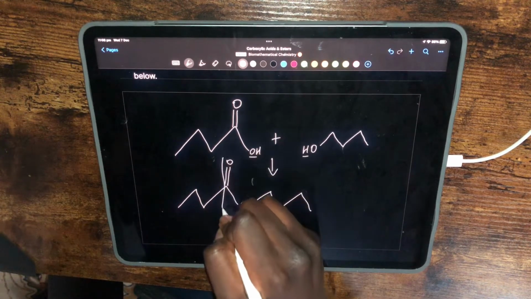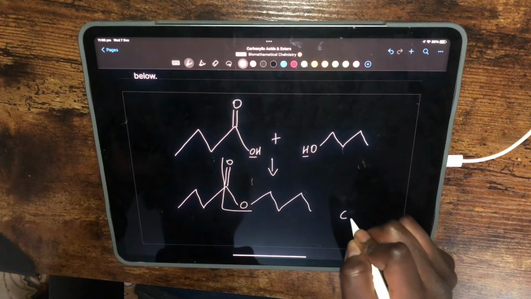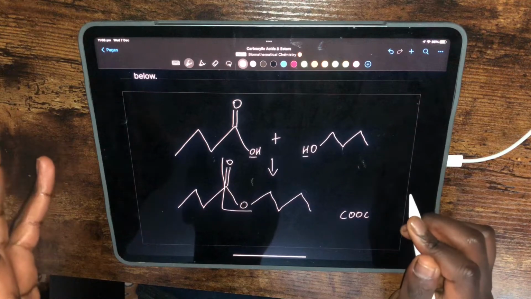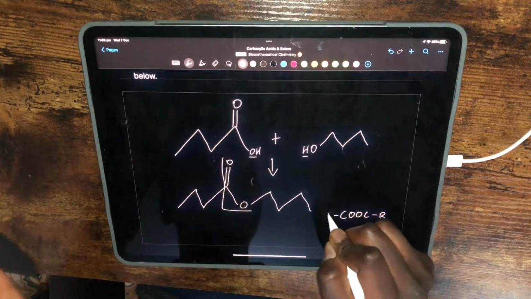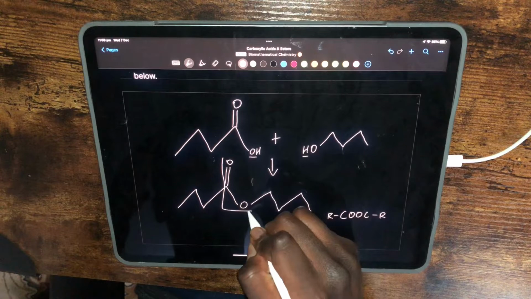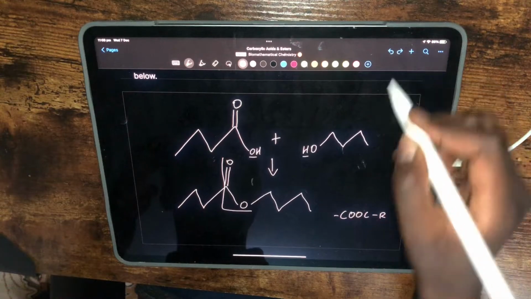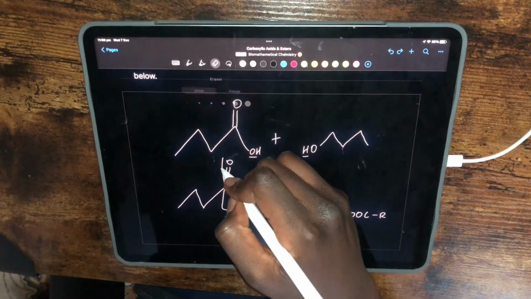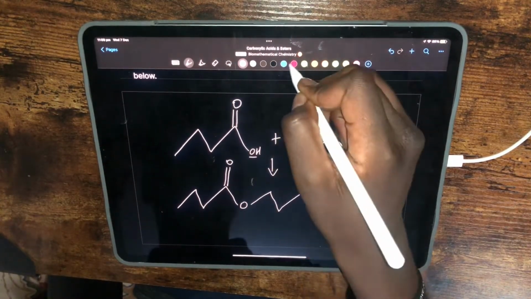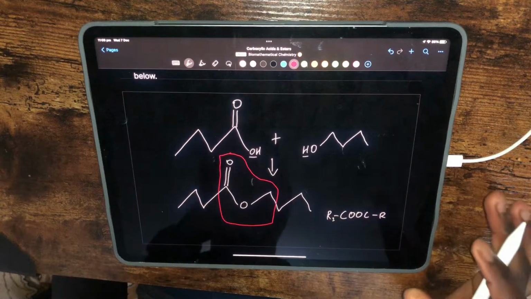This here, this COOR, is generally regarded as your ester functional group. I should have used R1 here. That's the actual functional group there for the ester.